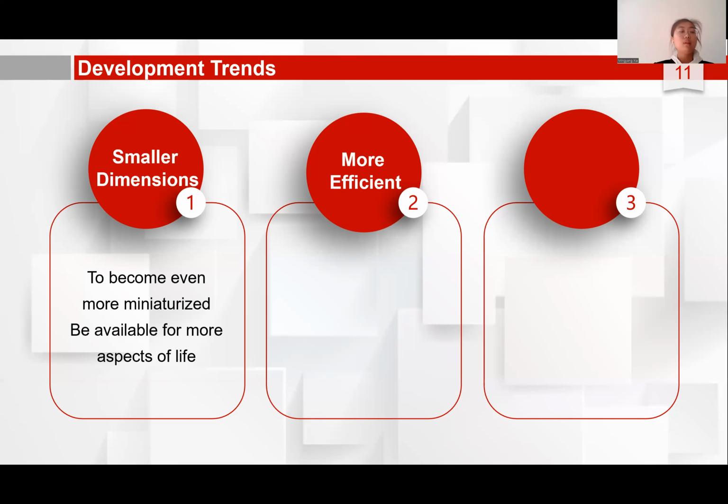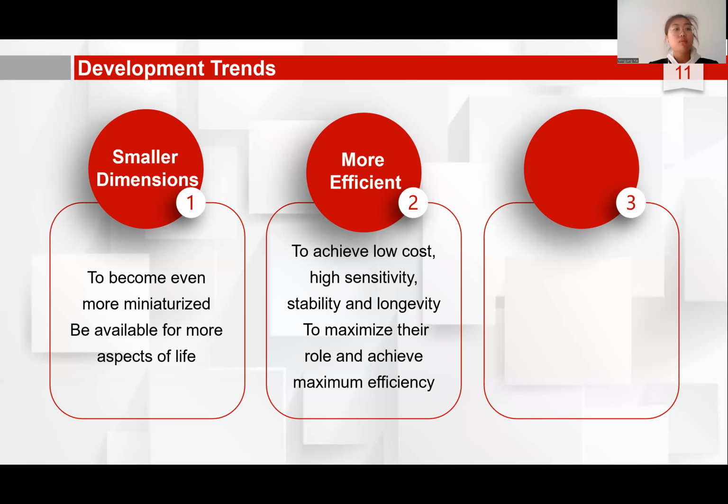Secondly, more efficient. As mentioned earlier, many types of sensors are available, and each of them is constantly being improved and developed, but they still have some limitations. As biosensing technology advances, glucose biosensors will have greater potential to achieve low cost, high sensitivity, stability, and longevity, overcoming today's problems to achieve maximum efficiency.